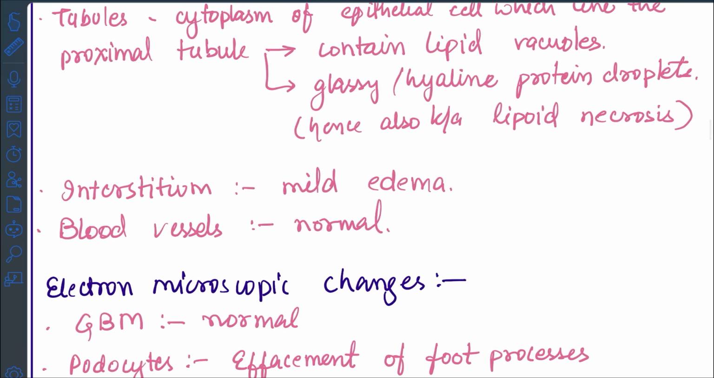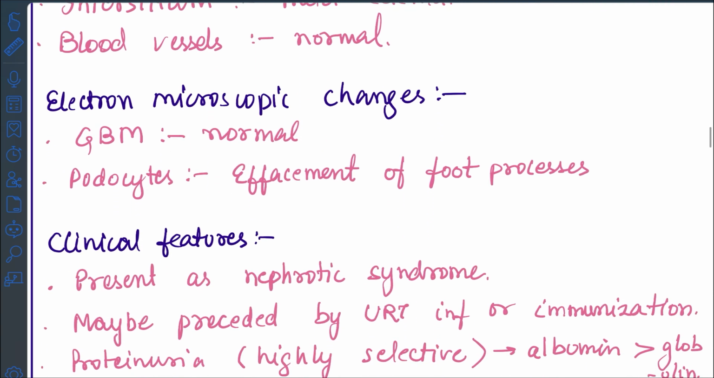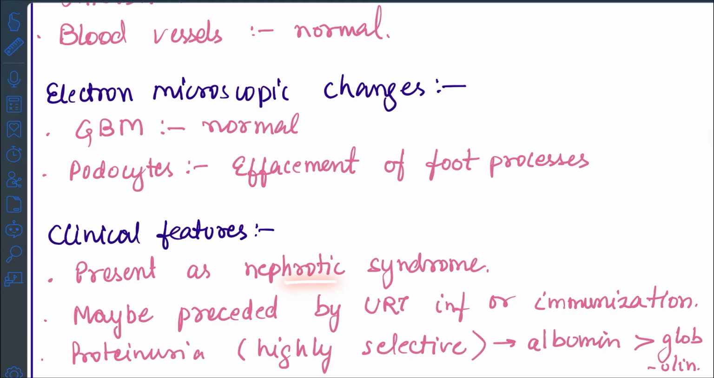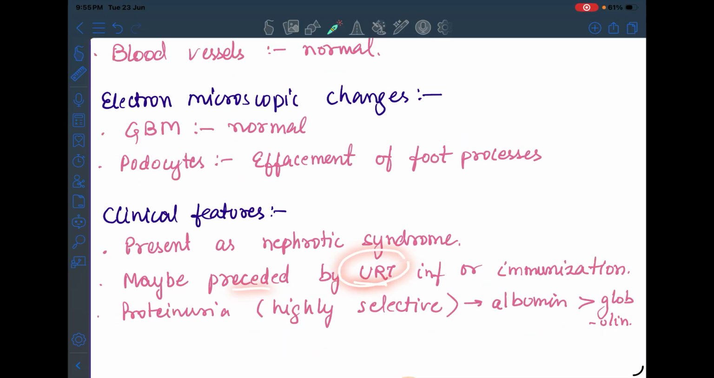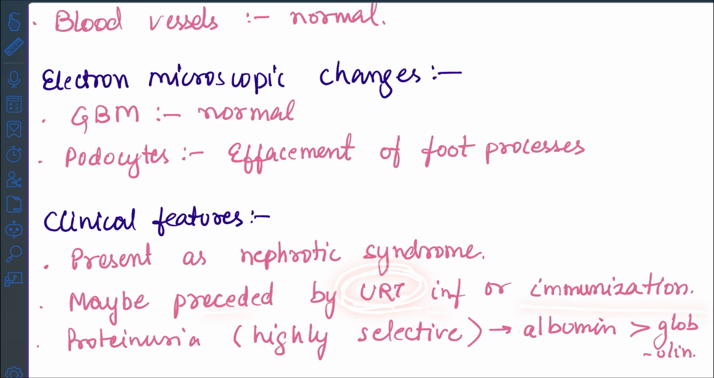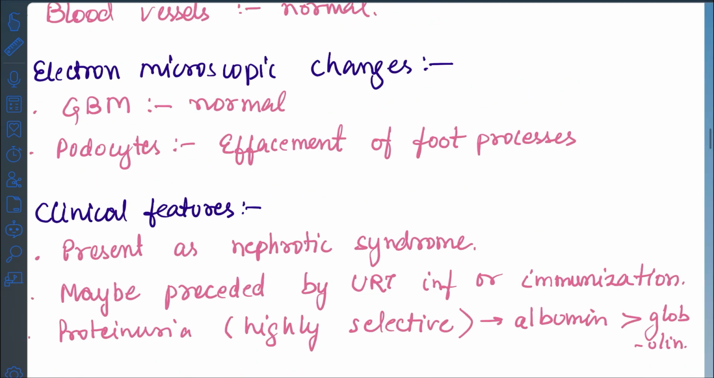What are the electron microscopic changes? The glomerular basement membrane is normal, but in the podocyte there is effacement of the foot processes or the pedicles. Clinically, it mostly presents as nephrotic syndrome. It is one of the causes of nephrotic syndrome, so the clinical presentation is quite much the same. It may be preceded by an upper respiratory tract infection or immunization. Then proteinuria is highly selective, that is mostly albumin, followed by globulin.